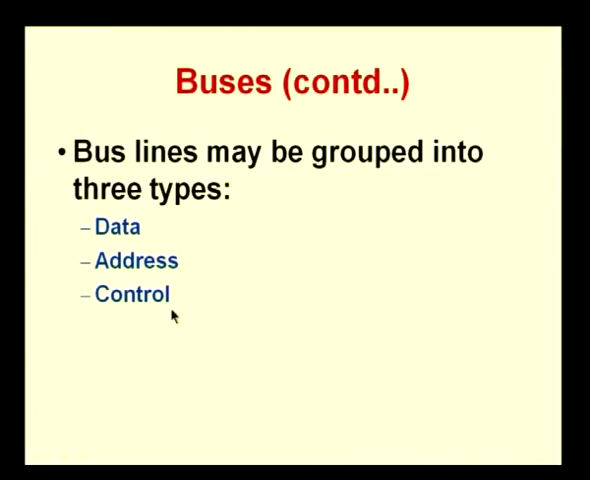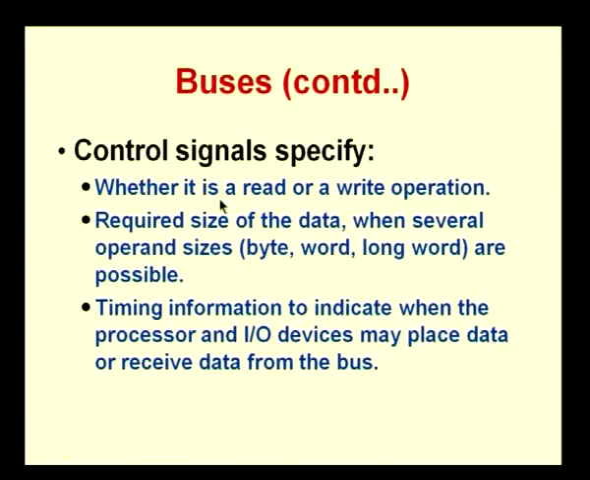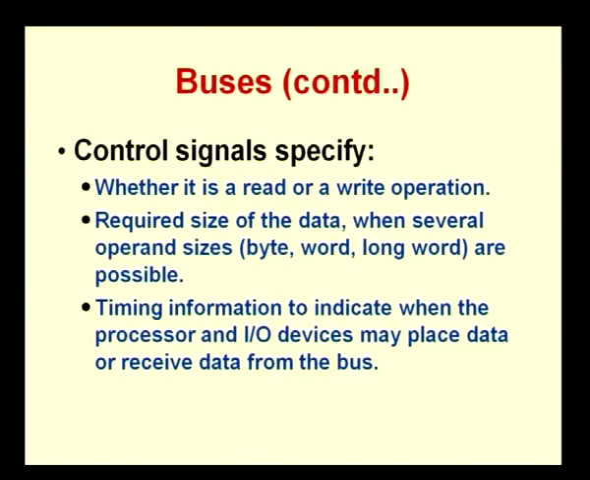What we need to really understand is the kind of control signals that are available. Okay. So, let us look at control signals. What do we expect the control signals normally to specify? One thing that we want to specify is whether it is a read or a write operation, because it could be reading from the bus or you could be writing to the bus. Okay. So, whether it is a read or a write operation, that needs to be specified.